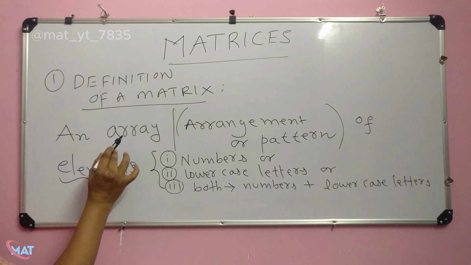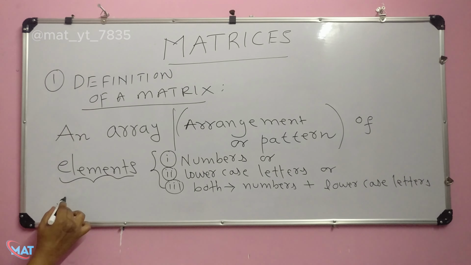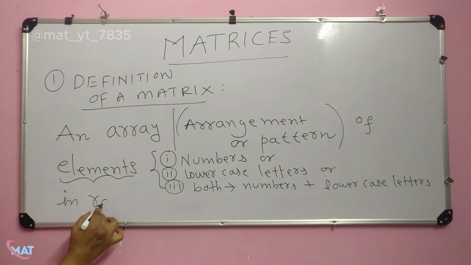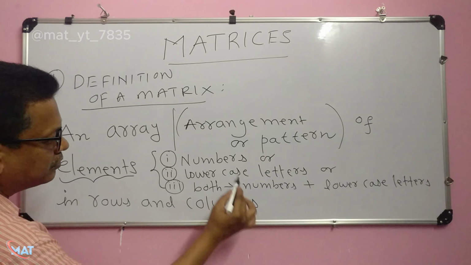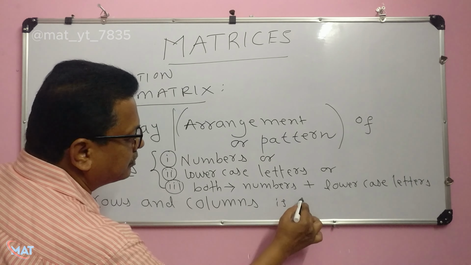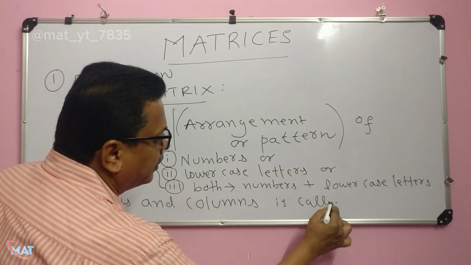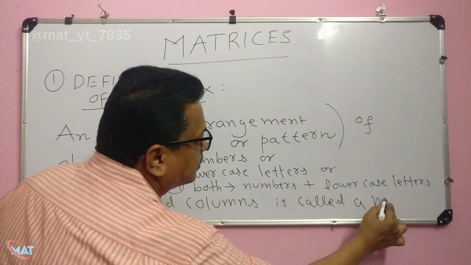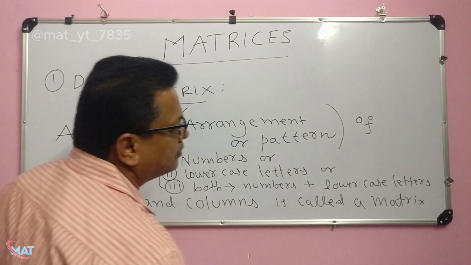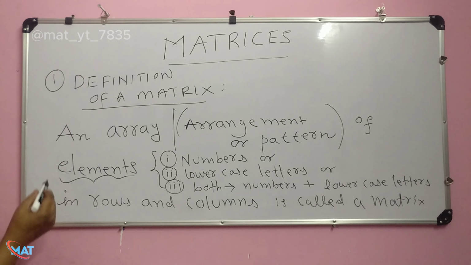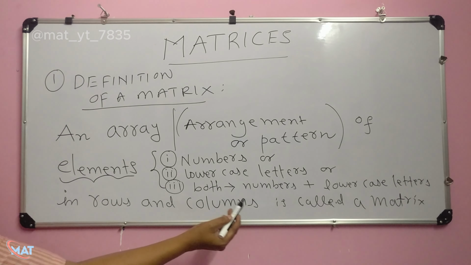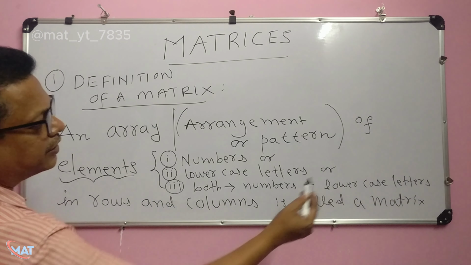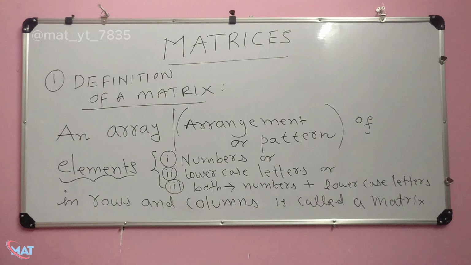Simply to say, an array of elements in rows and columns is called a matrix. Is called or defined a matrix. Only a one line definition. An array of elements in rows and columns is called a matrix or is defined to be a matrix. Definition of a matrix. Hope it is clear to you.